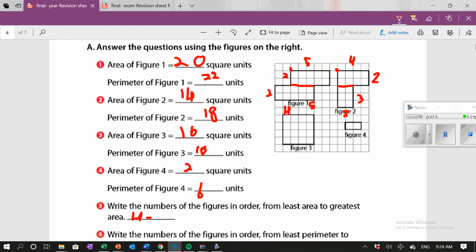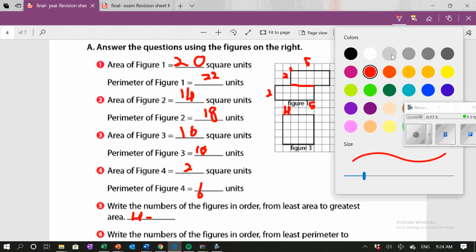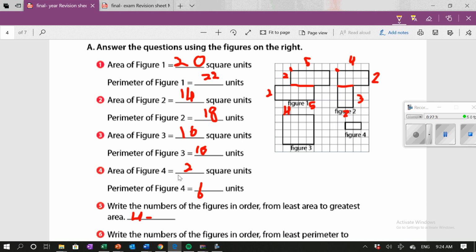After 4, let's change the color to help you. So orange for area. Here is the first one. We have 4, and this one, here is 2, and here is 1. So after 4, we have perfect number 2. After number 2, we have number 3, and then we have number 1 is the greatest.